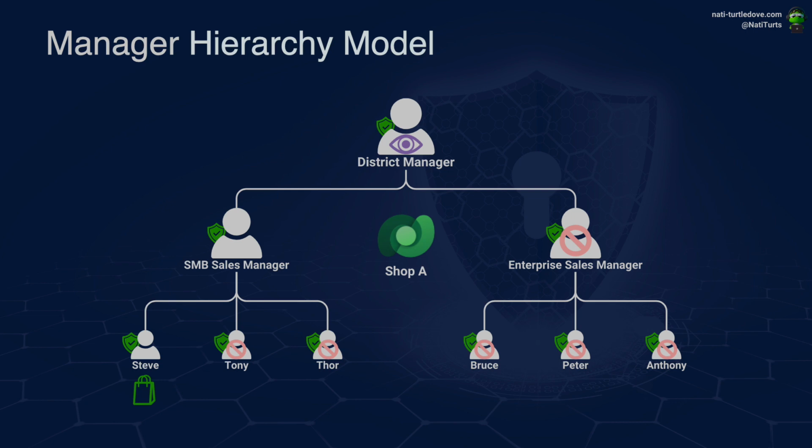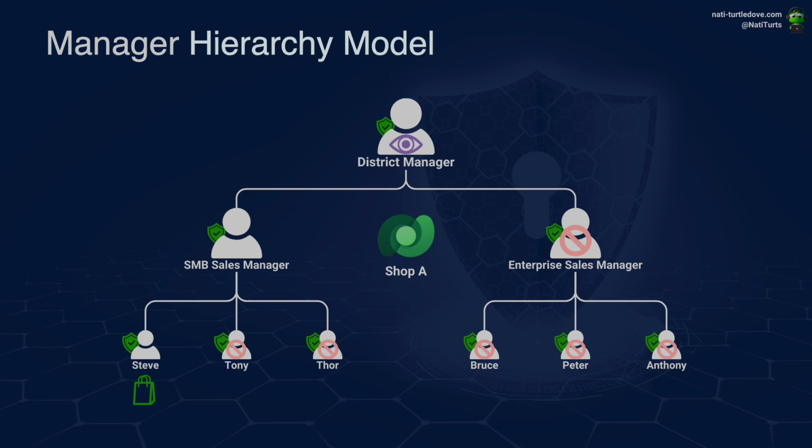You can then see that the enterprise sales manager and the rest of the other sales teams don't have access to that record because they don't form part of the manager hierarchy model that Steve is a part of. If, say, Anthony on the far right side were to create a sales record, he would then own it, but his sales manager, the enterprise sales manager, would then be able to see it as well.